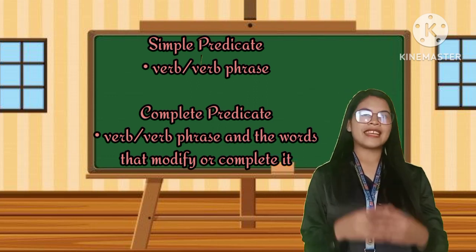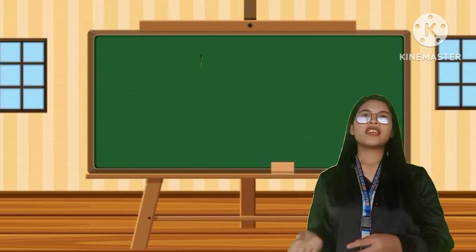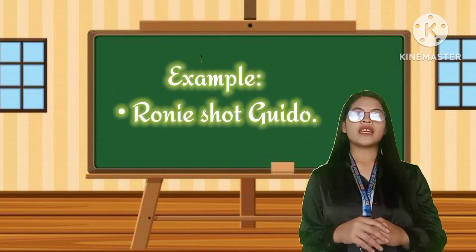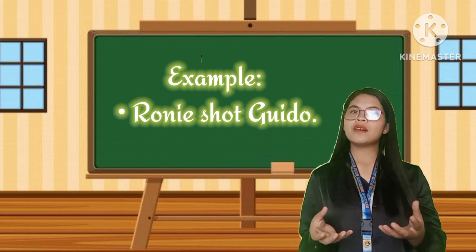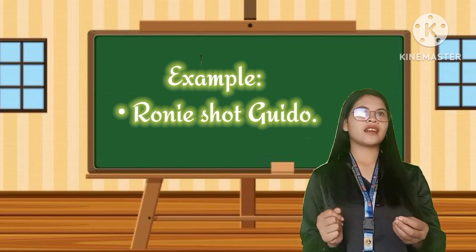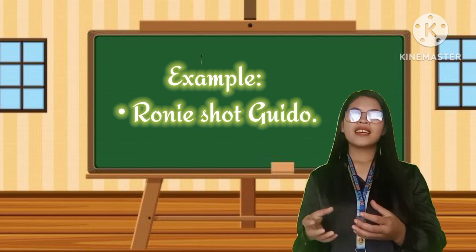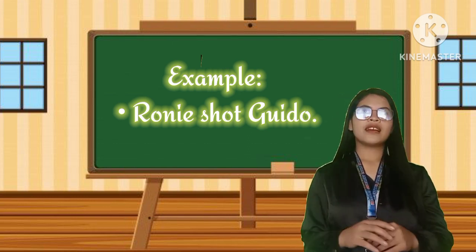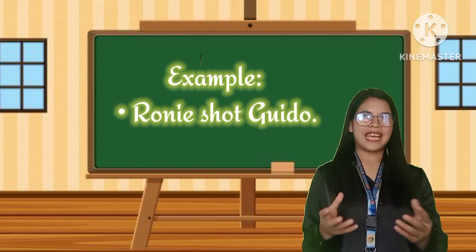So let me give you an example. Ronnie shot Guido. In this example, Ronnie is both the simple and the complete subject, while shot is the simple predicate and shot Guido is the complete predicate.